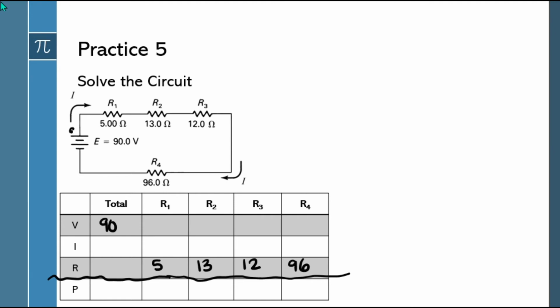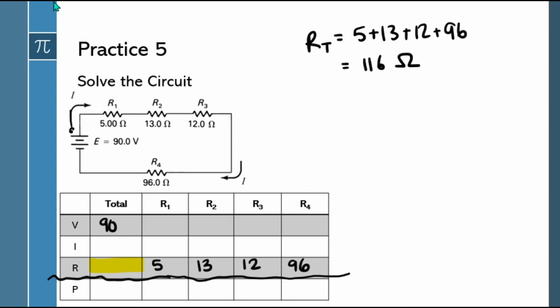If I put my finger down right here and trace around the circuit, I never branch. The current never branches, so this is a series circuit. So I know that I can just add all the resistances together to get RT. RT equals 5 plus 13 plus 12 plus 96, which gives me 116 ohms. And now I know this. If I know the voltage and the ohms, I can find the current.